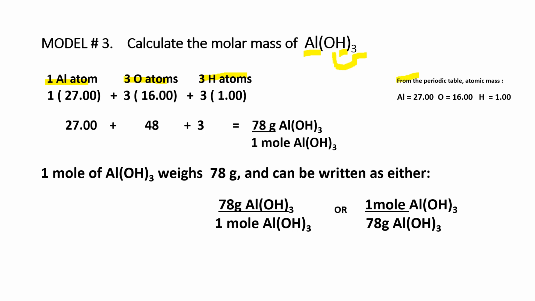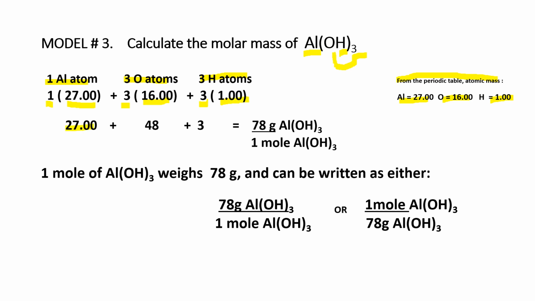Again, from the periodic table, the atomic mass of aluminum is 27, oxygen is 16.00, and hydrogen is 1.00. So, get the mass of aluminum by multiplying the number of aluminum atoms by the atomic mass of aluminum. Get the mass of oxygen by multiplying the number of oxygen atoms by the atomic mass of oxygen. The mass of hydrogen is taken by multiplying the number of hydrogen atoms by the atomic mass of hydrogen.